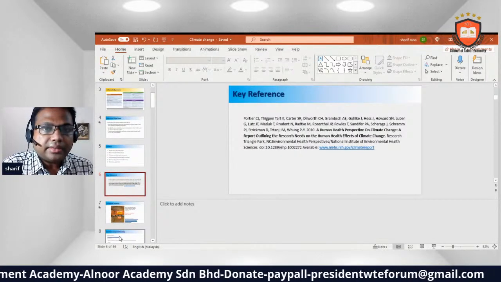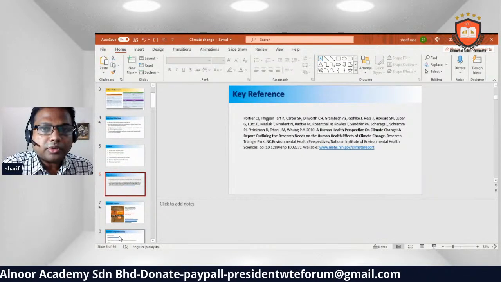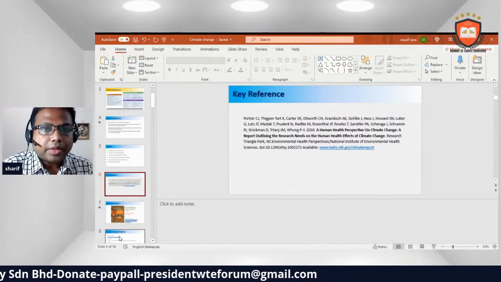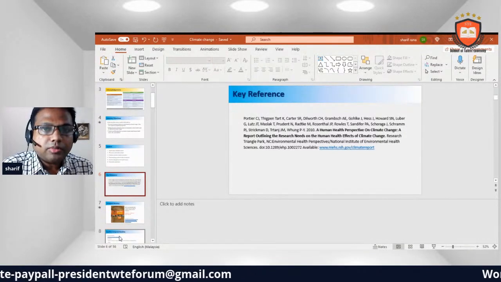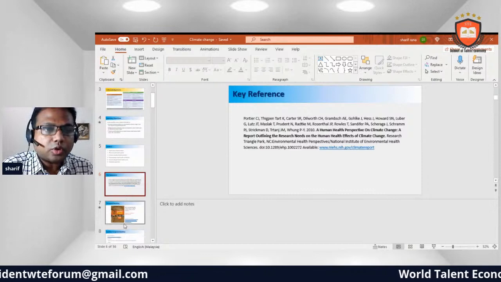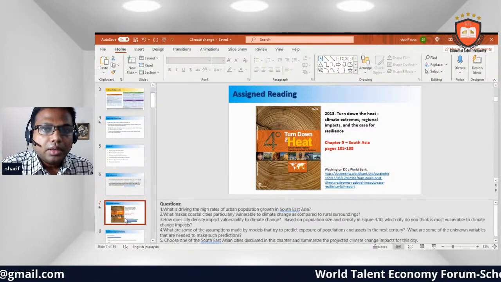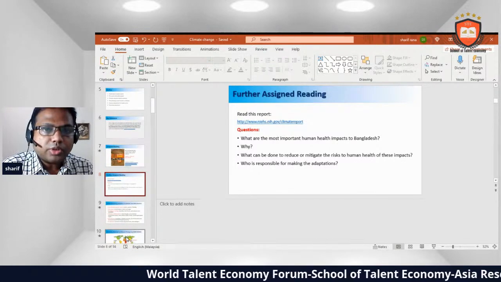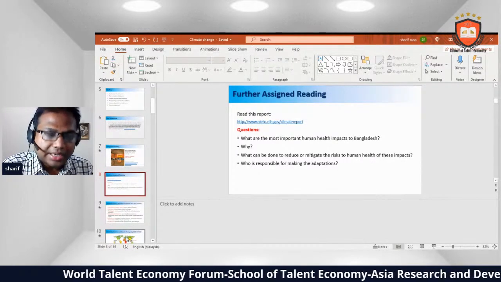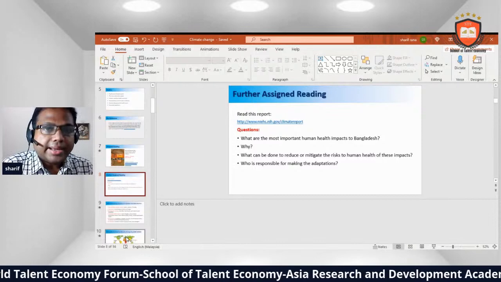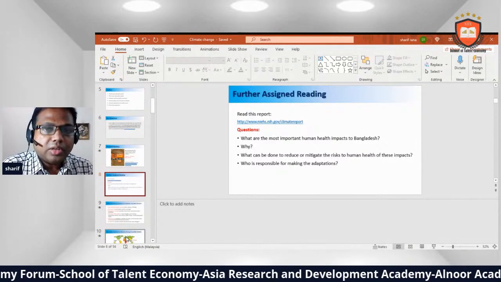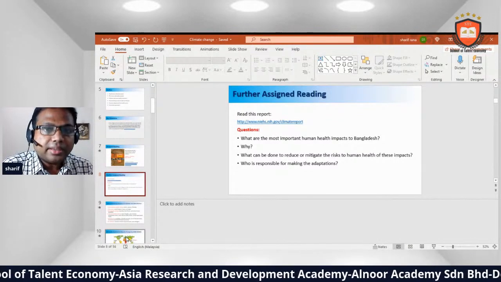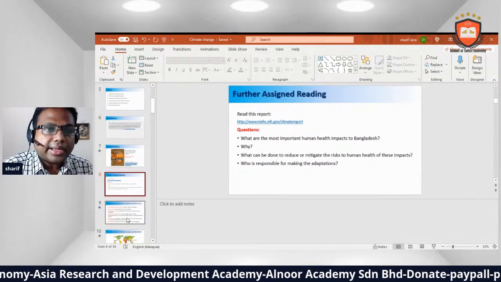There are key references, actually a human health project on climate change. A report outlined the research needed on the human health effects of climate change and so on. So there are a few questions, like: what are the most important human health impacts for Bangladesh? Why? What can be done to reduce or mitigate the risks to human health of these impacts? Who is responsible for taking this adaptation?